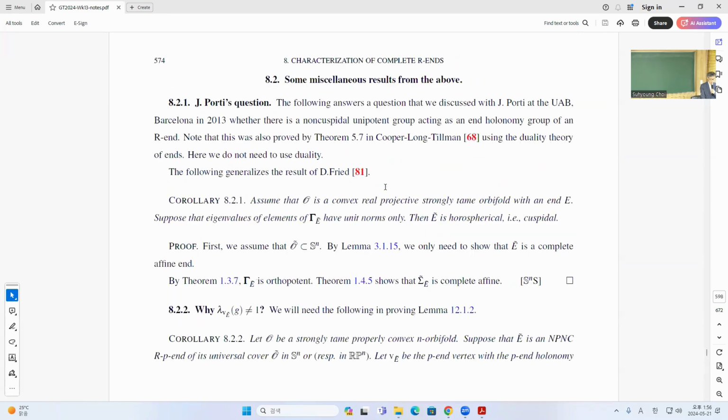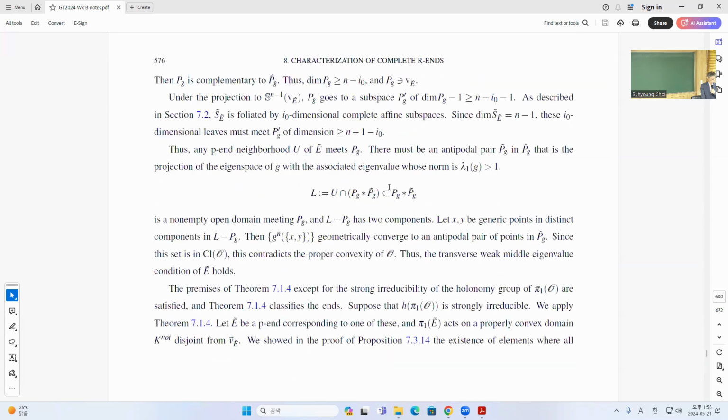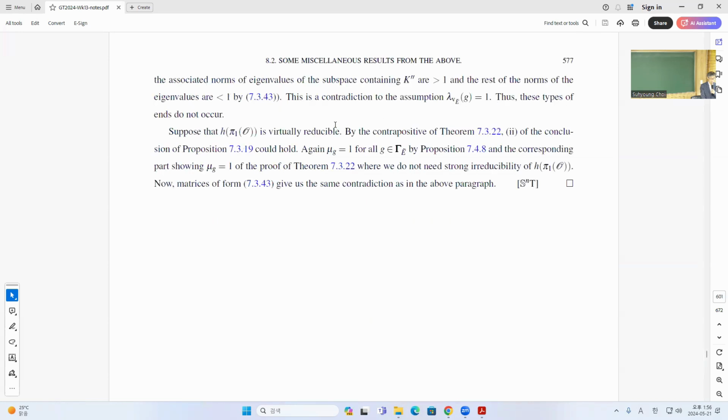Right. Of course. Sorry, I do need to, I don't really have so when it's strongly irreducible, that's true. But if it's reducible, then virtually reducible, then you have to do some more work.